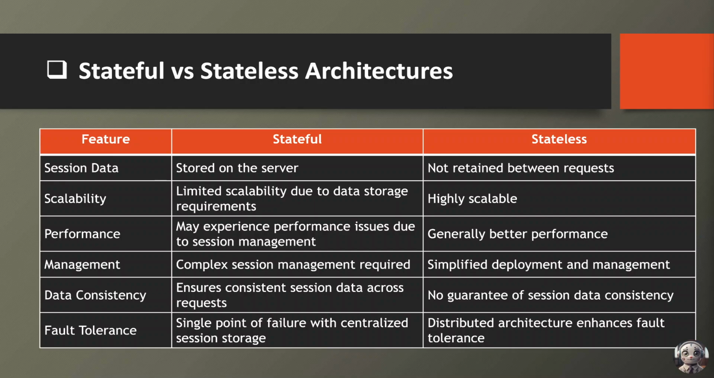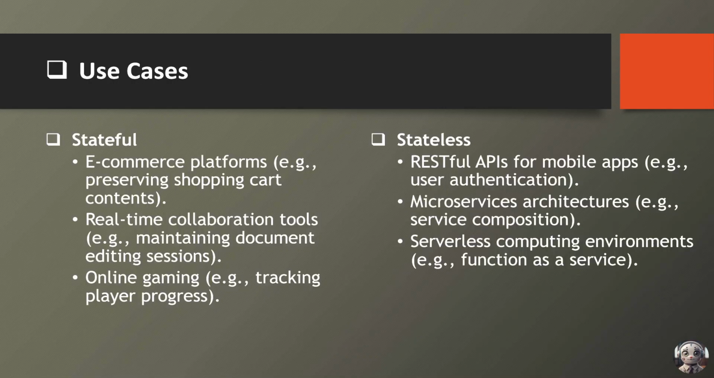In conclusion, the choice between stateful and stateless architectures depends on various factors, including session data requirements, scalability needs, performance considerations, management complexity, data consistency requirements, and fault tolerance objectives. By carefully evaluating these factors and understanding the implications of each architecture, developers can design systems that effectively meet the needs of their applications while maximizing performance, scalability, and reliability.